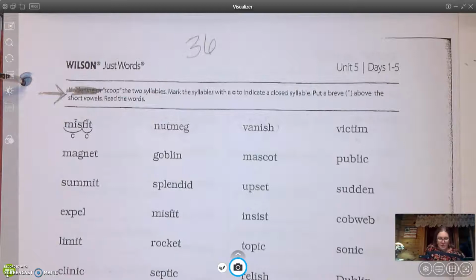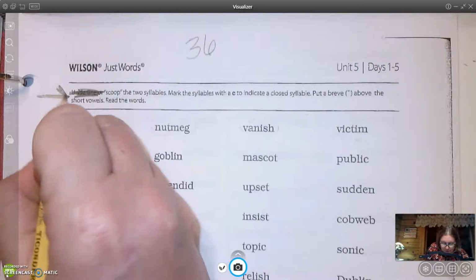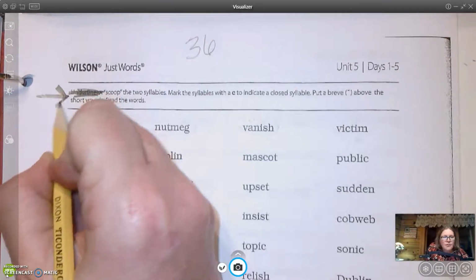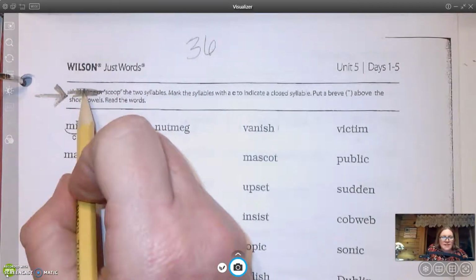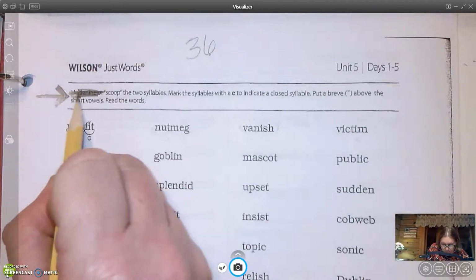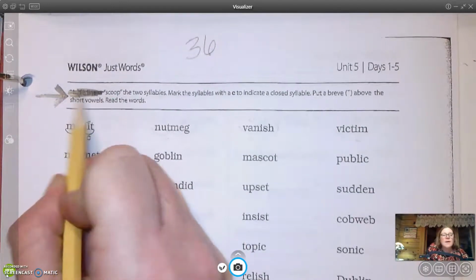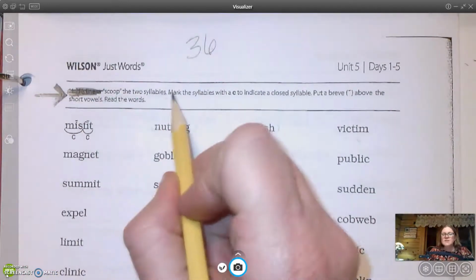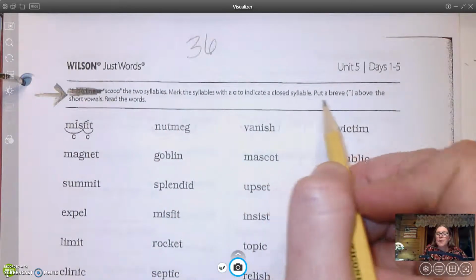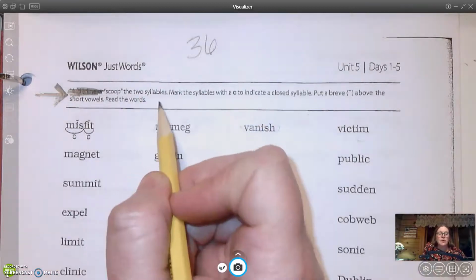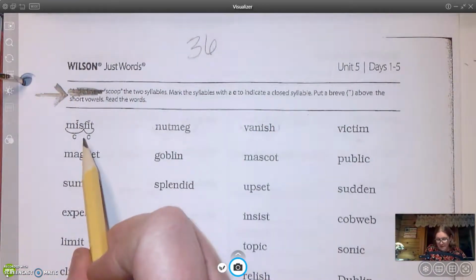Let's take a look at the directions. So go ahead and draw an arrow to the directions. The directions first talk about underlining. Remember, we do not underline our syllables in this class. We scoop. So since we choose to do that, I just cross that off. So let's start. Scoop the two syllables. Mark the syllables with a C to indicate a closed syllable. Put a breve above the short vowels. Read the words. The first example has been done for you.